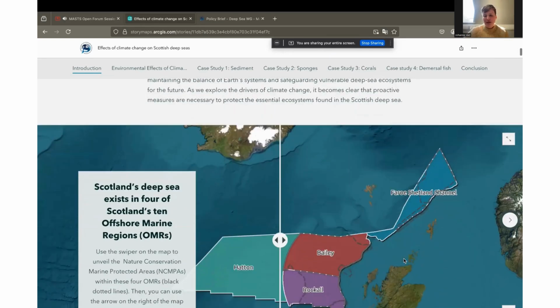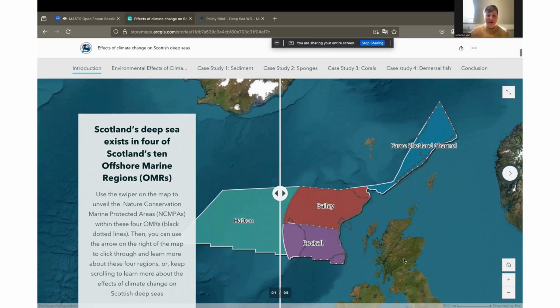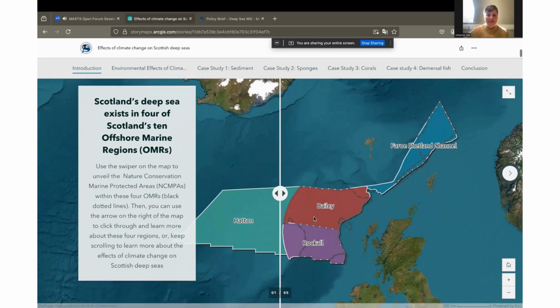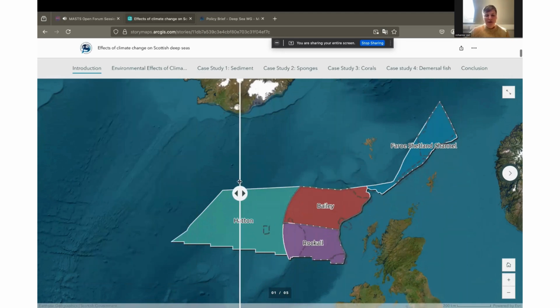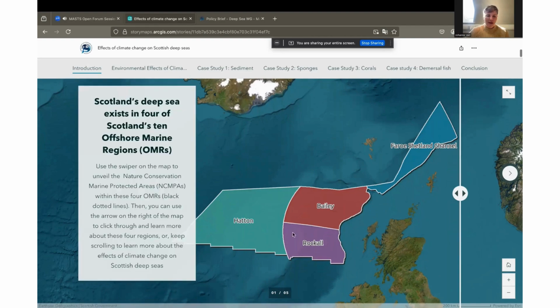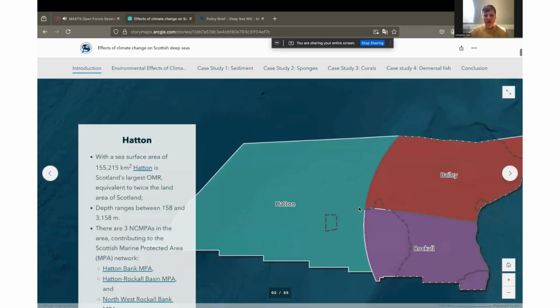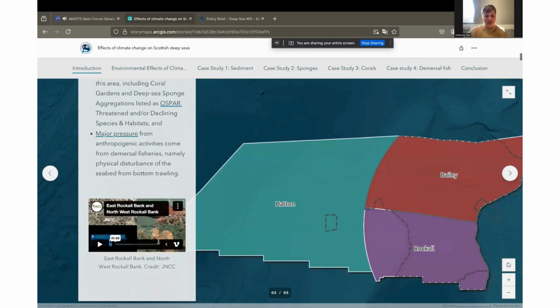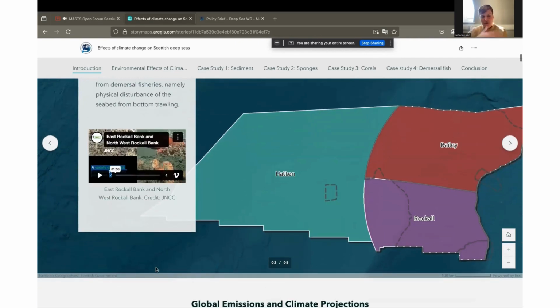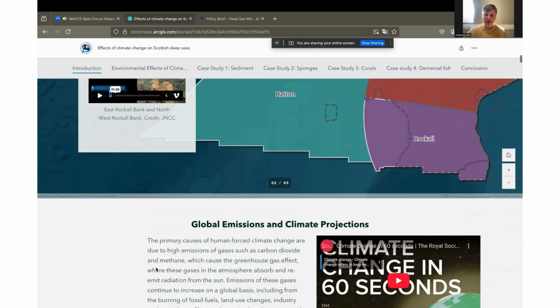And then we try to include tools that a reader can interact with. Story maps are particularly well suited for these types of maps. You can navigate through to different regions to know more about specific areas of the deep sea in Scotland and get a whole range of information on these offshore marine regions, as we call them here.